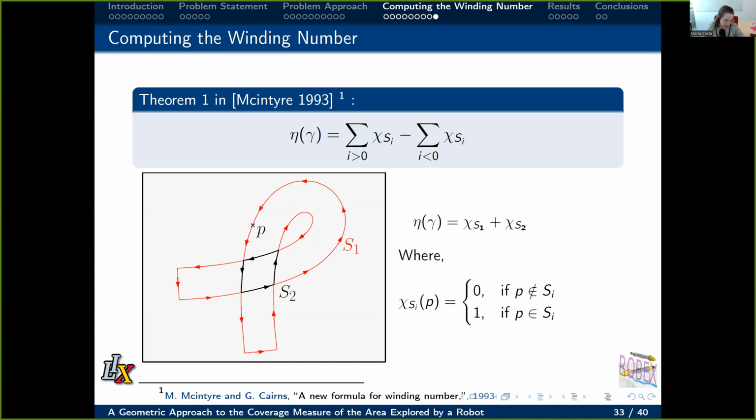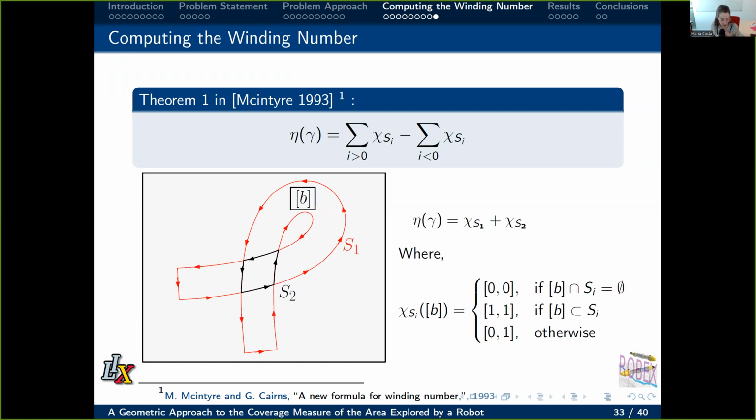And what happens if P is on the boundary of a set? In this case, in the literature, the winding number is considered to be undefined. However, in our example, a point that is on the sonar's contour is a point that was explored by the robot at least once. So in our case, the winding number for this point will be defined, and in this example here, it will be equal to 1.